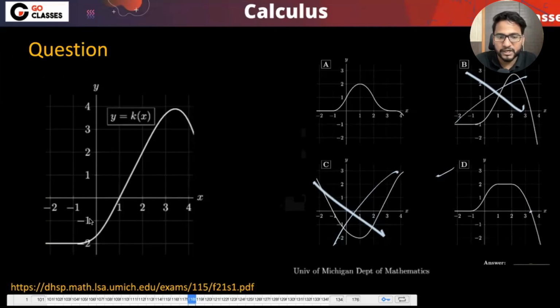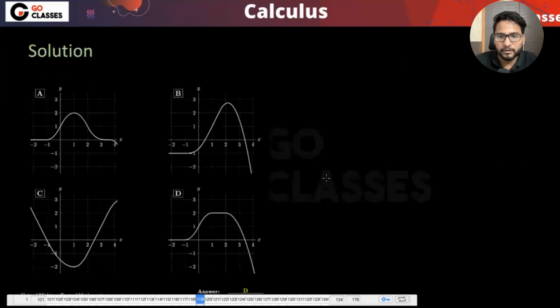Which one? Which is a straight line? What you are saying? Ek se do tak straight line. Okay. So I hope this is clear to everyone. The correct answer is D.